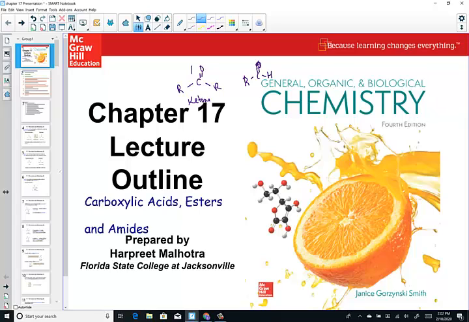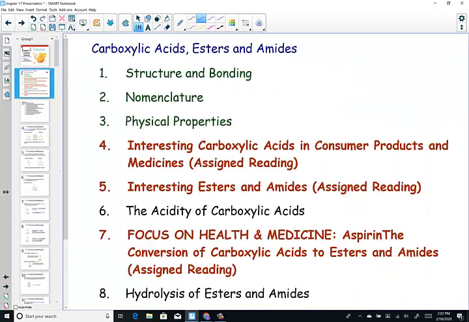But the functional group of the carbonyl carbon here, C double bond O, that functional group carries forward with us, looking at other ways we can find a carbonyl carbon: carboxylic acids, esters, and amides. So the work continues with that C double bond O. As we take a peek at the topics ahead of us, we begin with looking at the structure and bonding of these acids, esters, and amides.